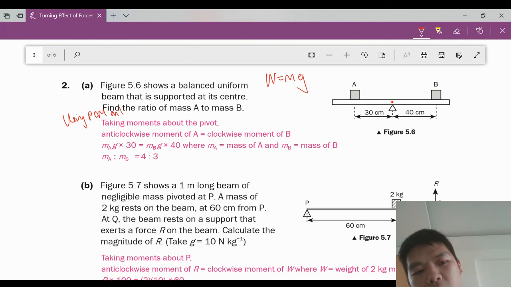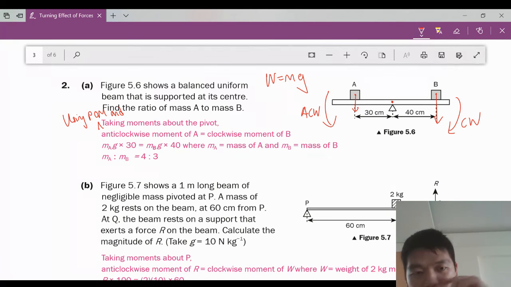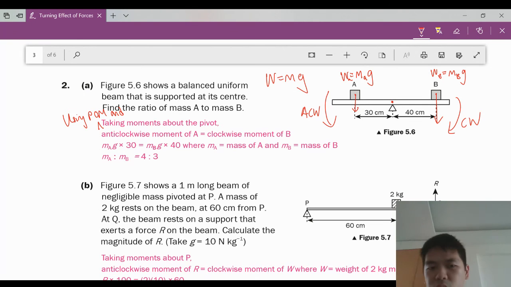So using principle of moments and taking moments about the pivot, anti-clockwise moment of A, because A has a weight that goes downwards, it gives an anti-clockwise. B has a weight that goes downwards and it gives a clockwise. So that's why there's two different moments. If we balance them out, let's take a look. So A has a weight of equals to MA times g. B has MB times g. So that's why they have MAg here, which is the weight for the anti-clockwise moment.